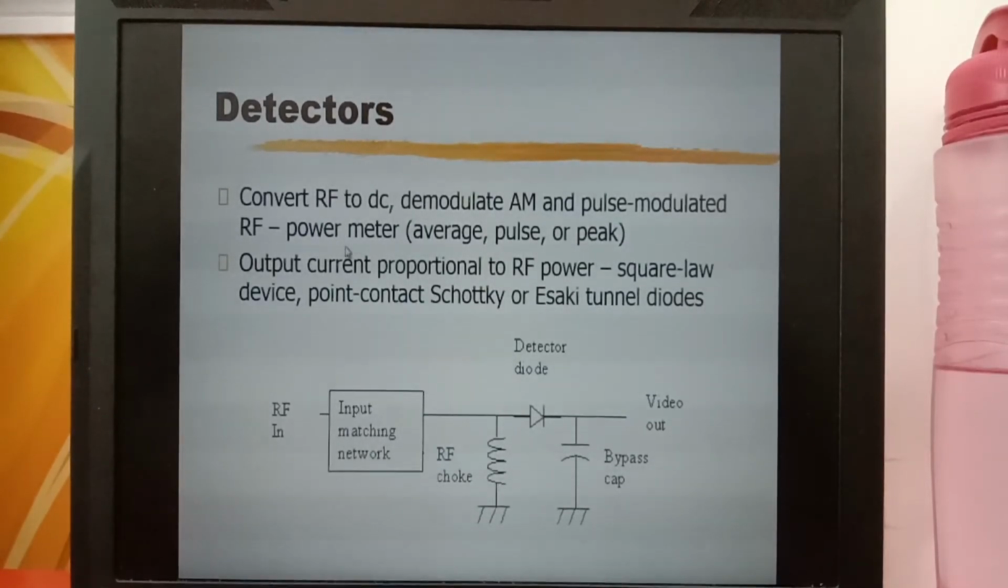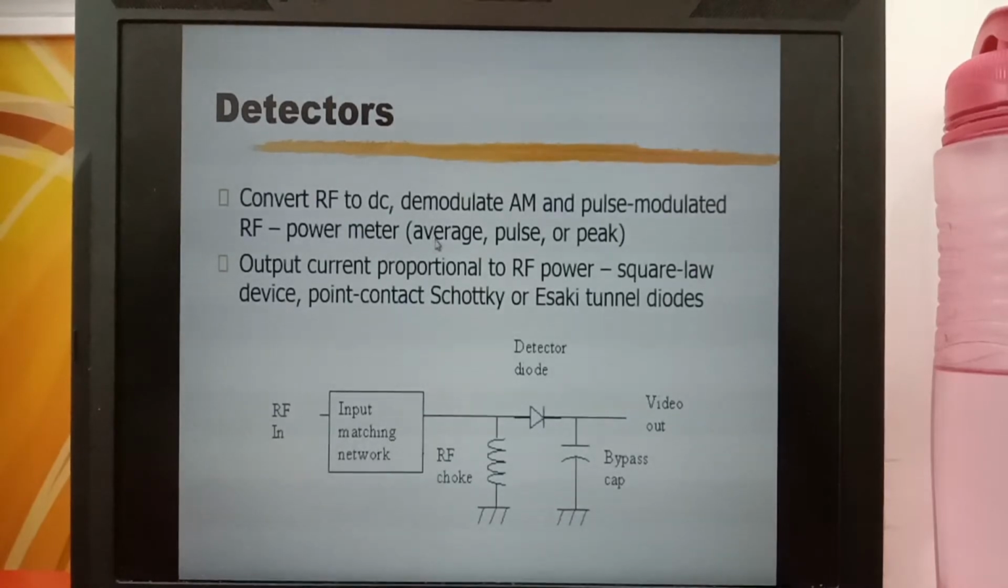Detectors are used in power meter to measure microwave power in terms of average power, pulse power, and also peak power.